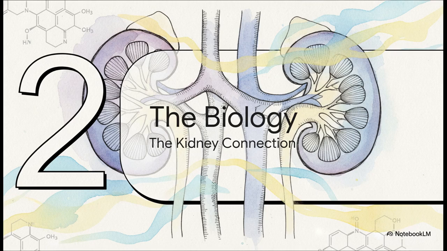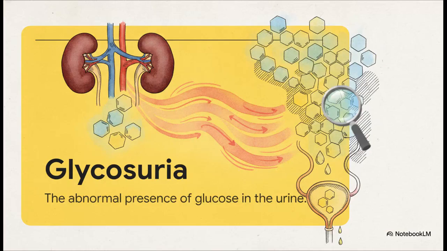Moving on to Section 2. The biology, the kidney connection. Okay, so we've nailed down the chemistry side of things, but now we have to link that to a biological breakdown happening inside a human body. Usually, your kidneys are these incredibly efficient biological filters. They filter glucose out of your blood, but then they immediately reabsorb it back into the bloodstream because, well, your body doesn't want to waste that precious energy. But if a person's blood sugar levels spike dangerously high, the kidneys literally get overwhelmed. They just can't reabsorb all of it, so that excess glucose spills right over and ends up passing into the urine. There's a specific term for this abnormal presence of glucose in the urine, and it's called Glycosuria.